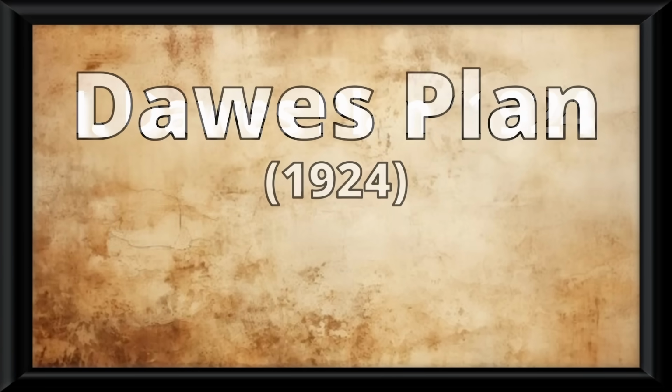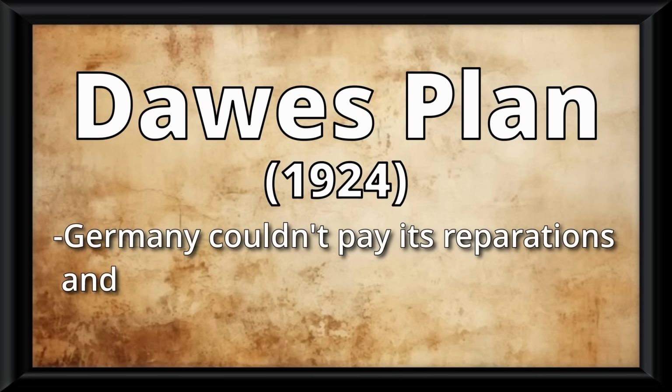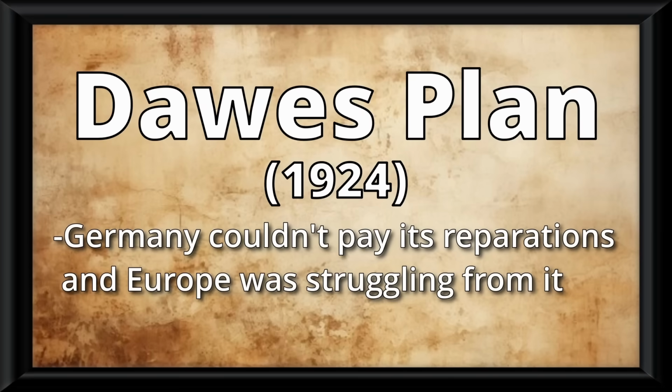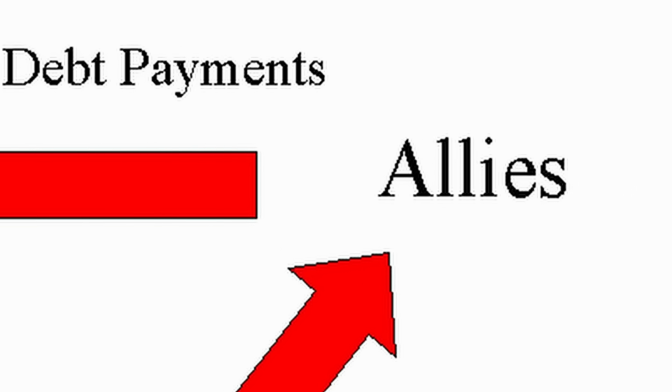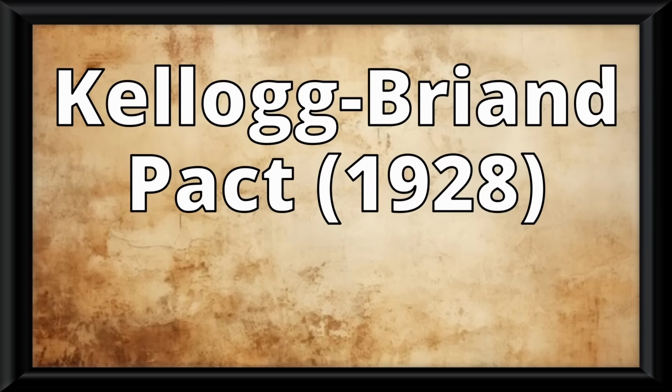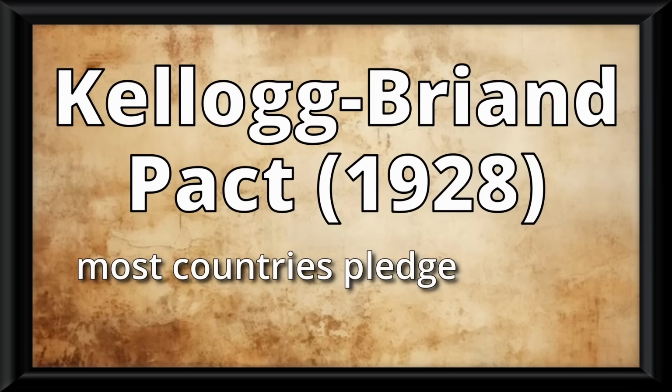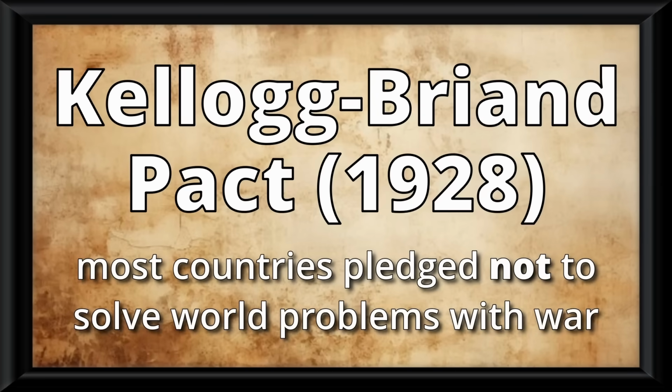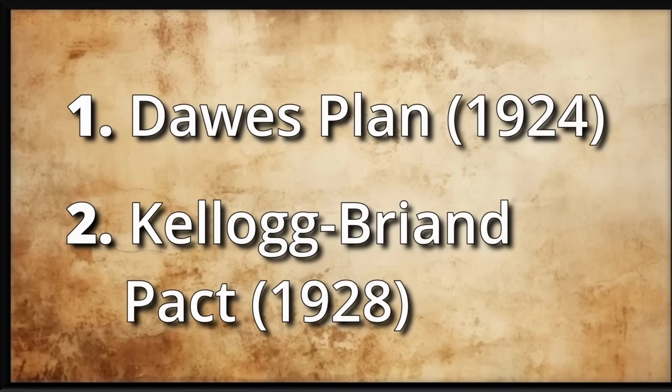The Dawes Plan was made because Germany could not pay for its reparations and Europe was struggling as a result. So the plan was to loan Germany money, which, after Germany paid their reparations, allowed Britain and France to pay off their US war debts. Then later, the Kellogg-Briand Pact was passed, in which most countries pledged to not solve world problems with war. And if you can't tell, both of these things did not work.